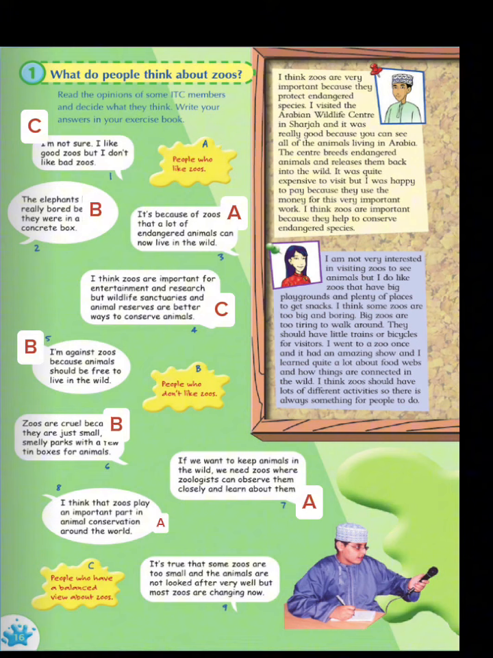Number 9. It's true that some zoos are too small and the animals are not looked after very well, but most zoos are changing now. Number 9 belongs to Group C. Now, let's read these two texts of two students' opinions about zoos.